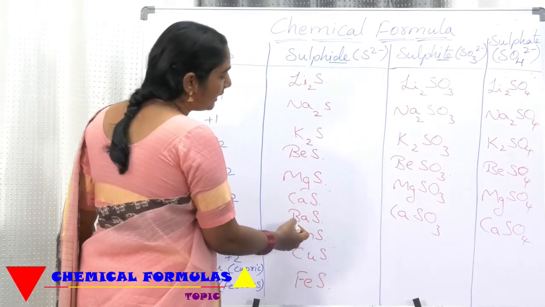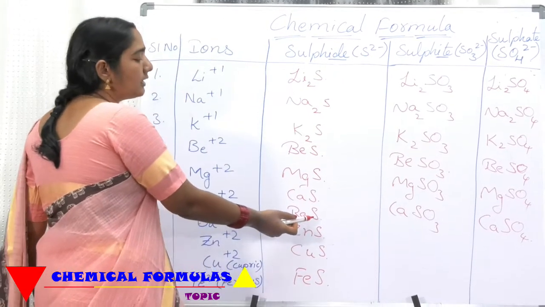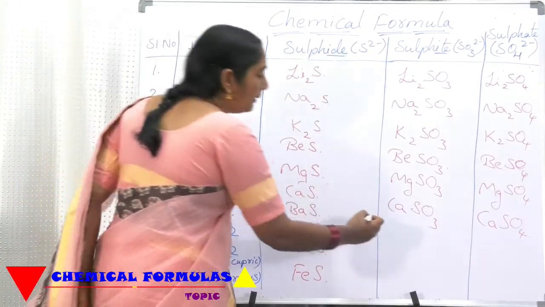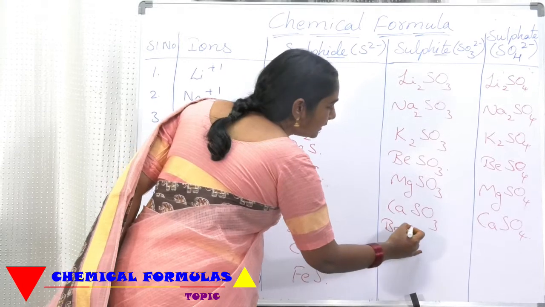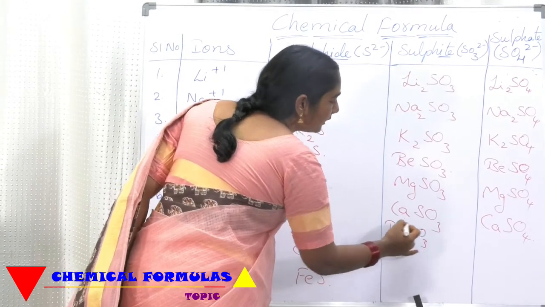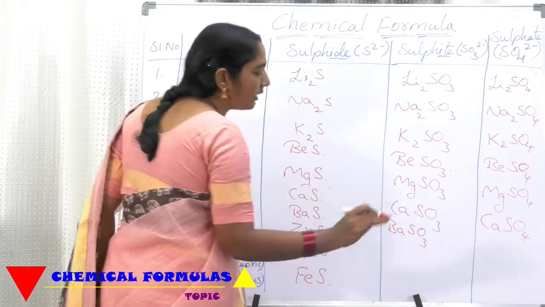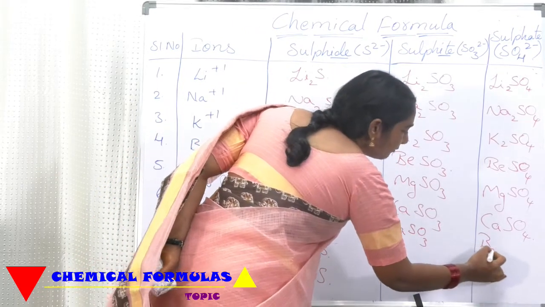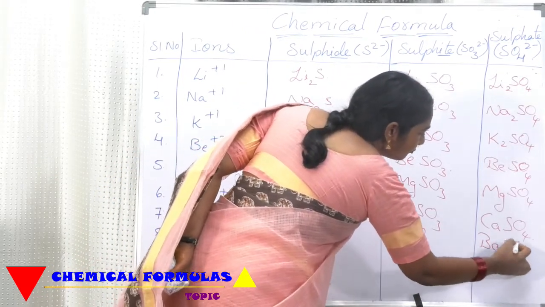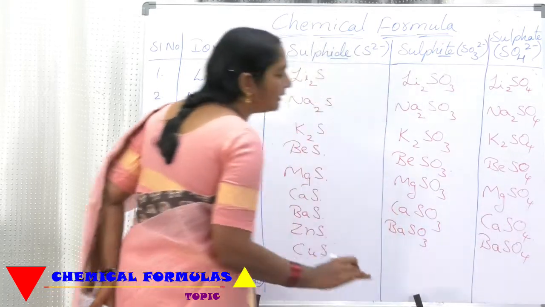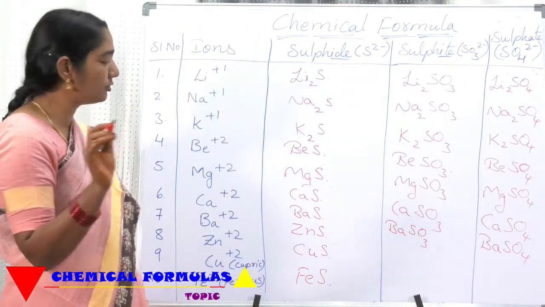Next, barium sulfide. This is barium sulfide. 2 get cancelled. 2 and 2 got cancelled. I am not writing. Barium sulfate, BaSO4. 2 got cancelled. I am not writing. I think now you understood.